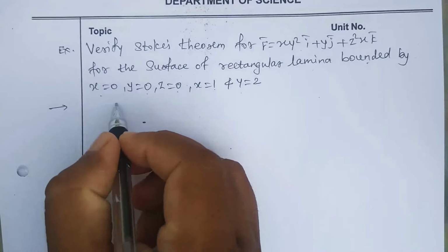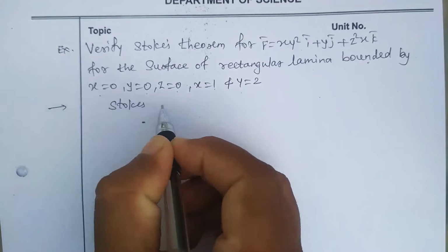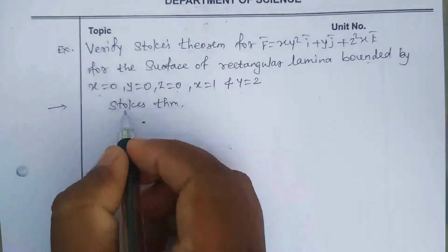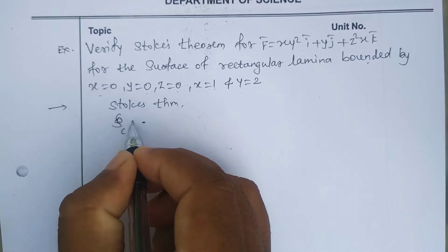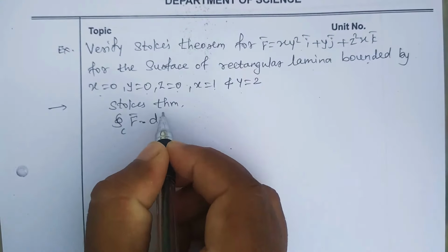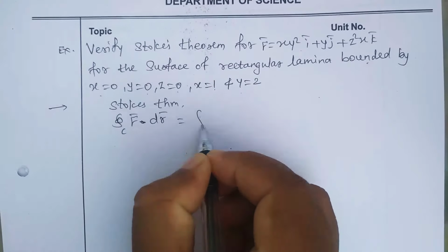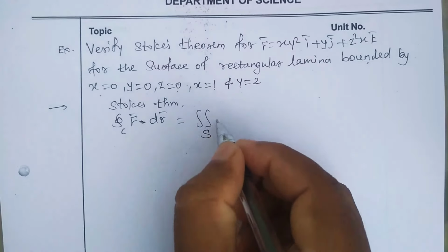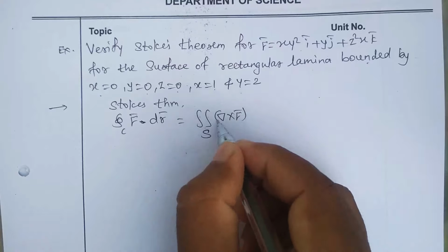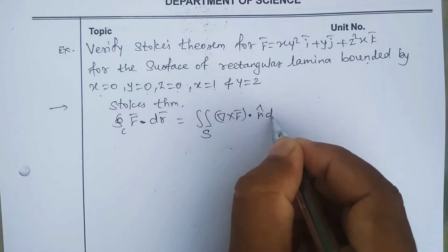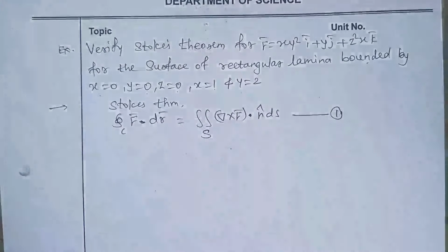So first of all we write the statement of Stokes theorem. So what is Stokes theorem? Closed integral over C of f bar dot dr bar is equal to the double integral over surface S of del cross f bar dot n cap dS. That is equation number 1.